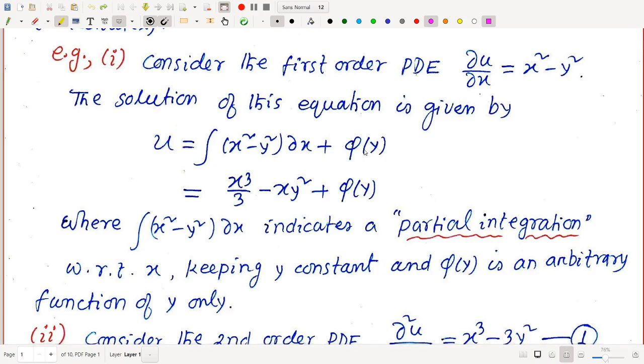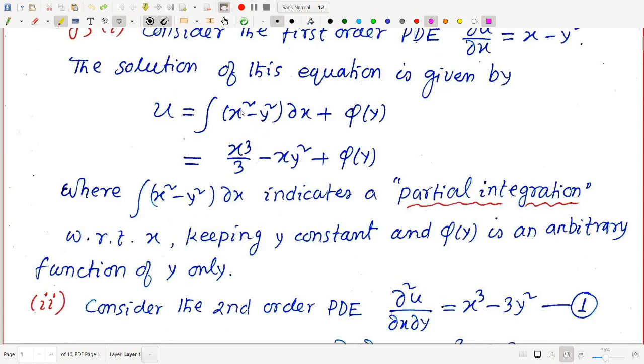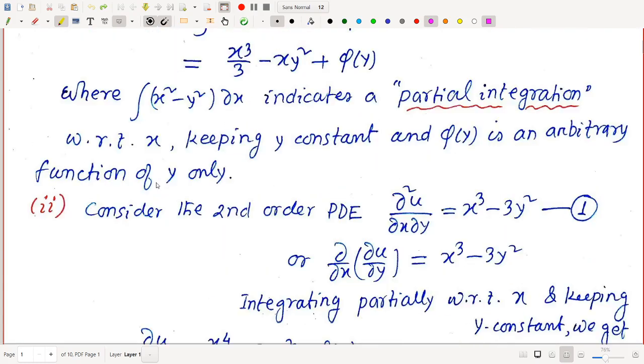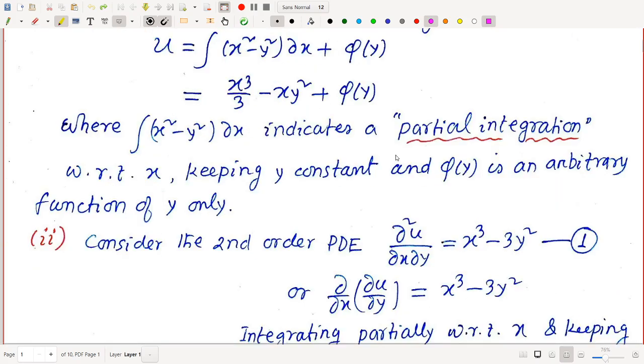It may be phi sin y, cos y, log y, like that. So phi y is written. So x square integrates to x cube by 3, and y square is constant, so it is x cube by 3 minus x y square plus phi y. So this is the solution.